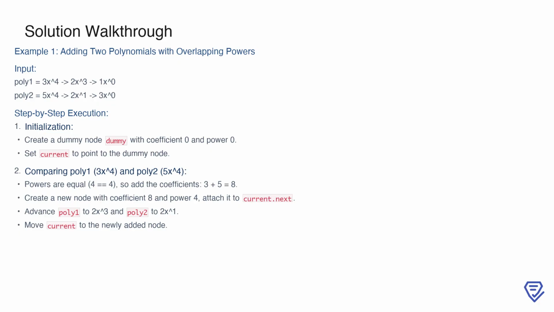Next, we compare the terms from poly 1 and poly 2. The first terms are 3x to the power of 4 from poly 1 and 5x to the power of 4 from poly 2. Since their powers are equal, we add the coefficients, 3 plus 5 equals 8. We then create a new node with coefficient 8 and power 4, attaching it to current.next. After this, we advance both poly 1 and poly 2 to their respective next terms, which are 2x cubed and 2x to the power of 1, and move the current pointer to the newly created node.